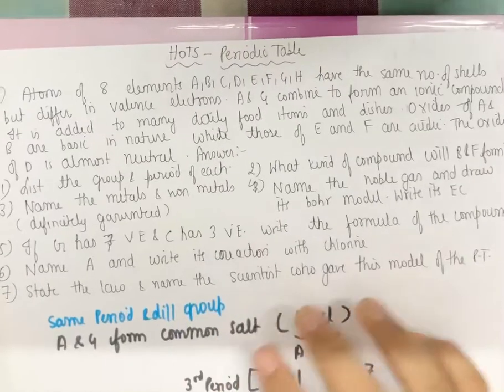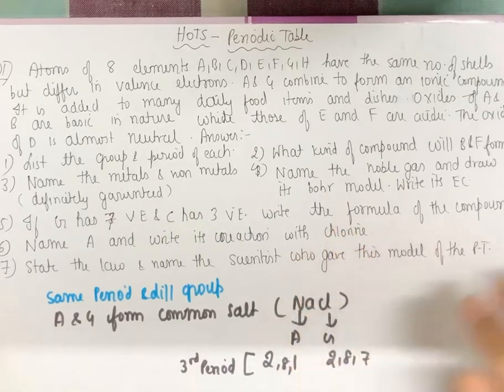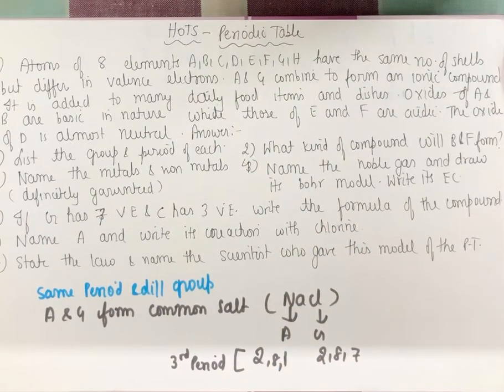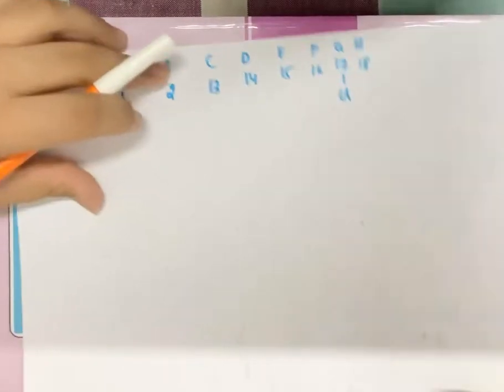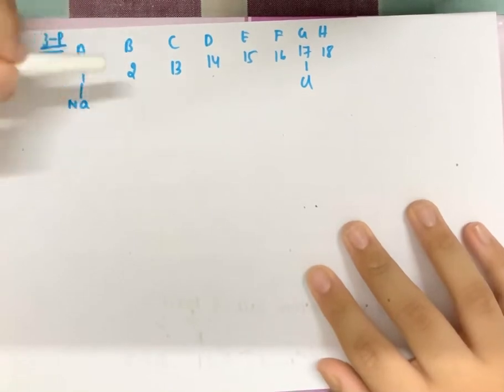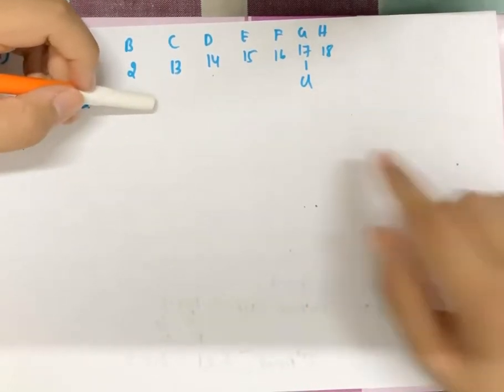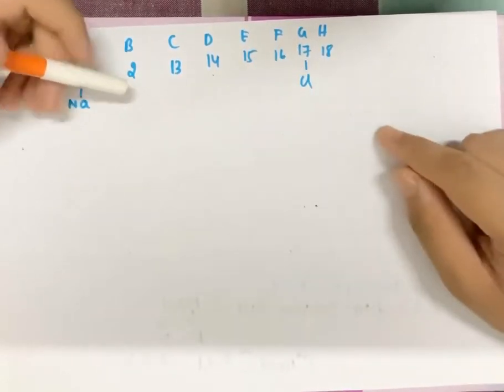Now next part. Next part is what kind of compound will B and F form? That means we are asking whether B and F will form an ionic compound or a covalent compound. So let us see where B is. B is here in group number 2. And where is F? F is group number 16.